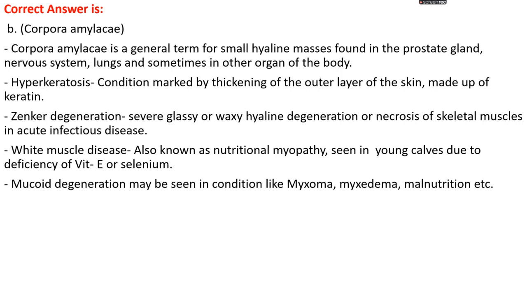While hyperkeratosis is a condition marked by thickening of the outer layer of the skin made up of keratin, and Zenker degeneration is a severe glassy, waxy hyaline degeneration or necrosis of skeletal muscles, which is mainly seen in acute infectious disease. And white muscle disease, also known as nutritional myopathy, is mainly seen in young calves due to deficiency of vitamin E or selenium. While mucoid degeneration may be seen in conditions like myxoma, myxedema, malnutrition, etc.